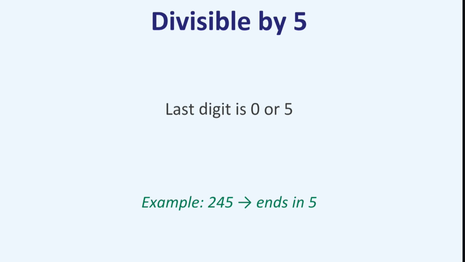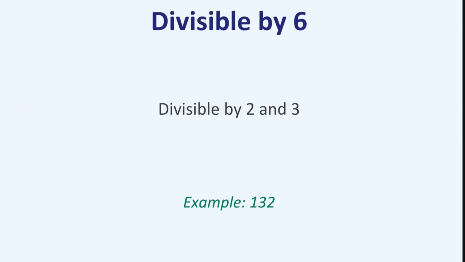Now 5. A number is divisible by 5 when its last digit is either 0 or 5. For example, 245. A number is going to be divisible by 6 when it's divisible by both 2 and 3. For example, 132. It's an even number, so it's divisible by 2, and also its digits sum to 6, which makes it divisible by 3. Hence, as it's divisible by both 2 and 3, 132 is divisible by 6.